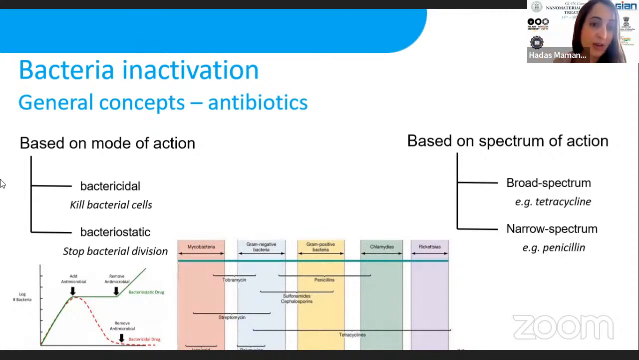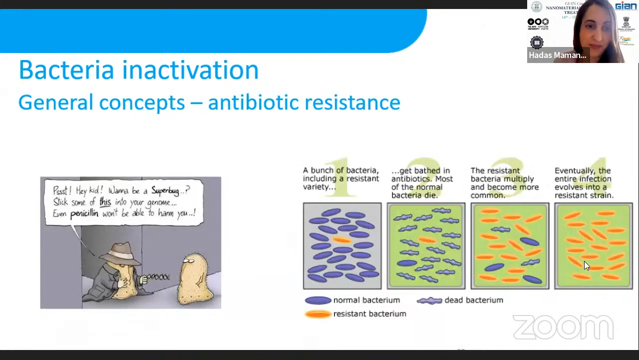In addition, the unique size and physical properties of the nanomaterials give them the capability to target biofilms, overcoming recalcitrant infections. So the mode of action is either bactericidal, to kill the bacterial cells, or bacteriostatic, to stop bacterial division. And the spectrum of the action could be broad spectrum, like tetracycline, or narrow spectrum, which is penicillin.